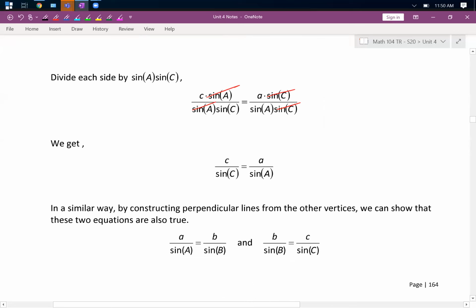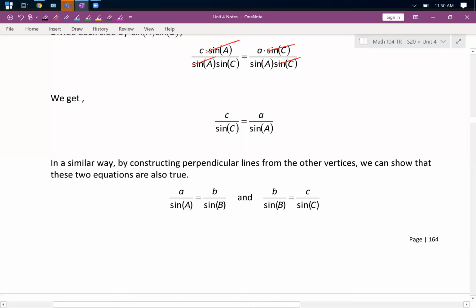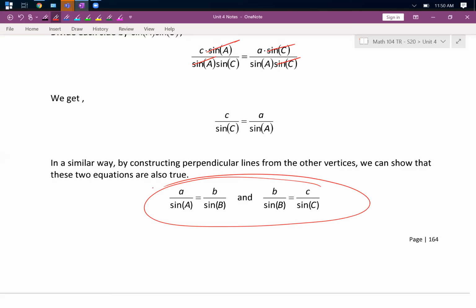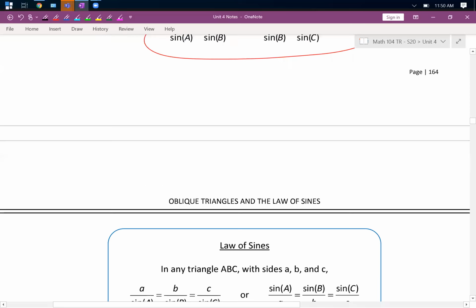Well, I could do the same thing just by labeling the triangle differently from the other vertices. So we can also show that A over sine of A would be equal to B over sine of B, and B over sine of B equals C over sine of C. So I can put all this together, and we can conclude that A over sine of A, which is equal to B over sine of B, would also be equal to C over sine of C. And that is our law of sines.